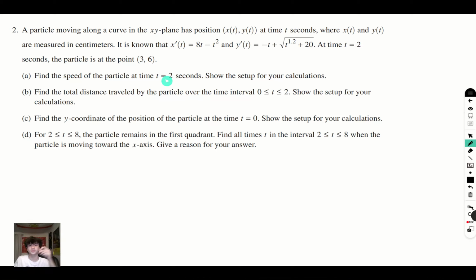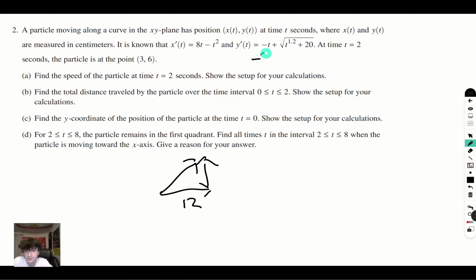Alright, so we know that the derivative of position is going to be speed. So we have our horizontal speed and we have our vertical speed. And the way we're going to find our regular speed is by using the Pythagorean theorem. So let's find our speed in the x direction at 2 seconds. That's just going to be 16 minus 4, that's 12. For this one, I think we're going to need a calculator.